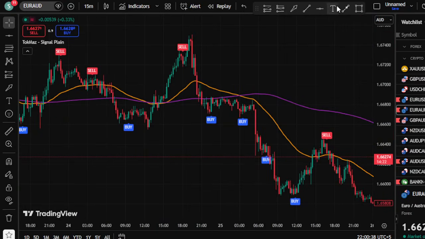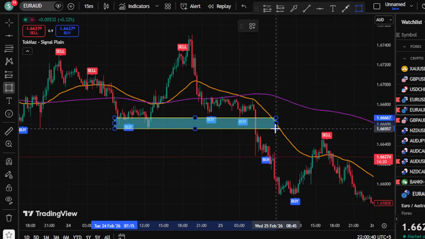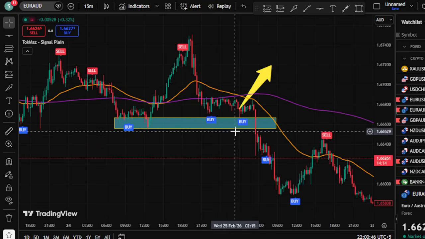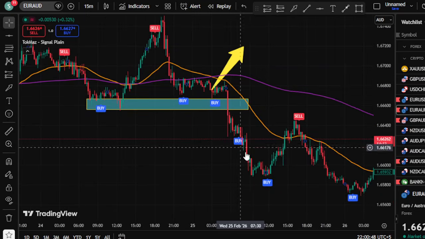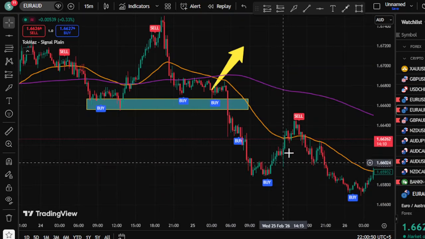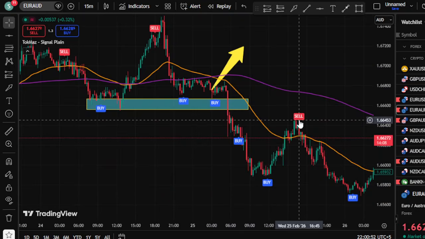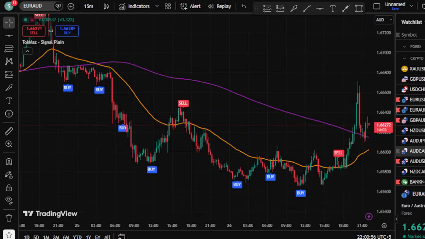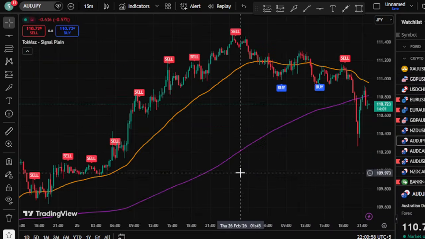For example, look at this one. This is the area where the retail traders are taking their buy positions. Do not pick that signal. Let the market liquidate, and then you can see after that there was the genuine buy signal, the price came to the upper side, and then we have the sell signal. So the liquidity is the key of the market. Let's practice the liquidity again.